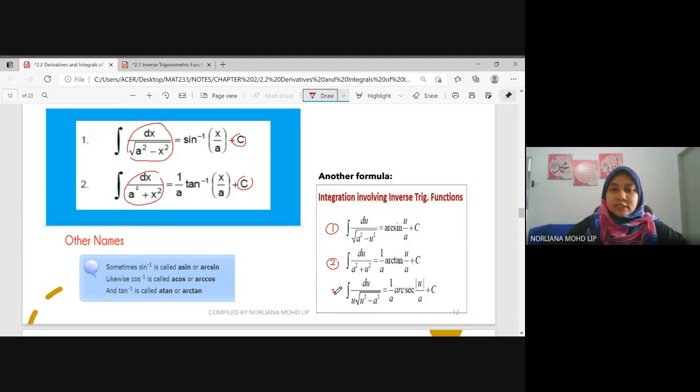Okay, number 3, ni new formula lah. The integral of du over u times the square root of u square minus a square equal to 1 over a secant inverse. Untuk ni secant inverse, the absolute u over a plus c. Number 3 ni. Biasanya 2 ni kan, tapi aku tambah 1 lagi lah ni, for the secant inverse.